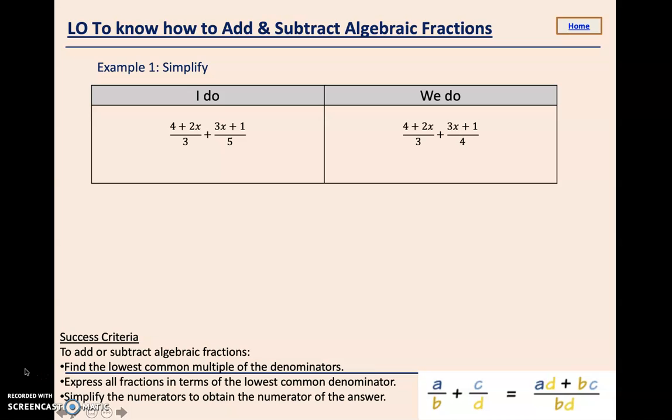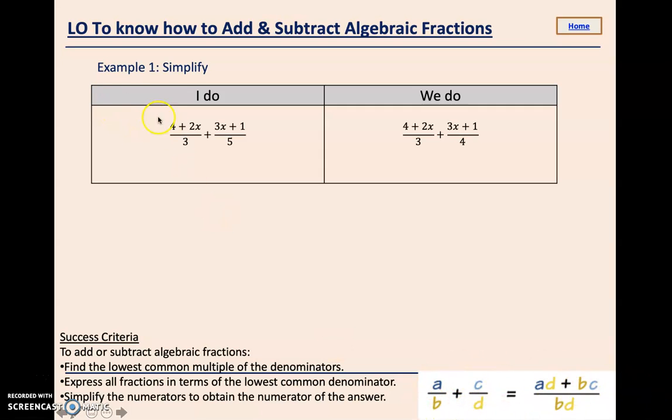So there we go. Add and subtract algebraic fractions. That is your title, and your LO is also there at the top of the screen. Again, we have our success criteria at the bottom, and we have our little simplified version of how we are going to solve these problems.